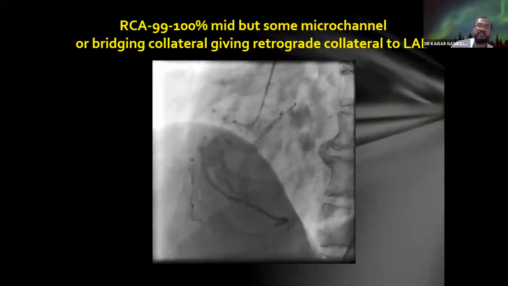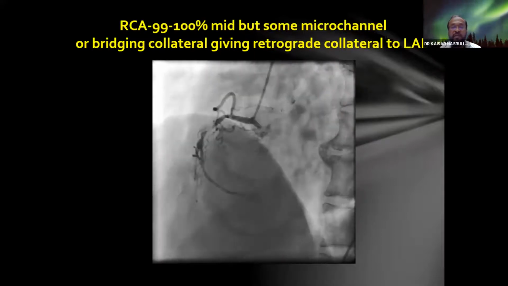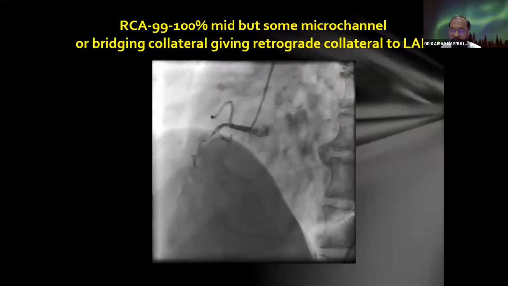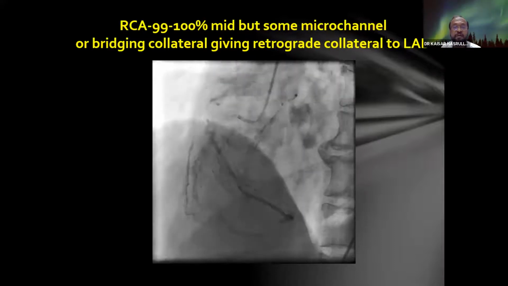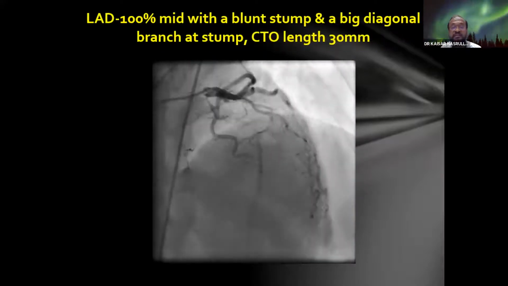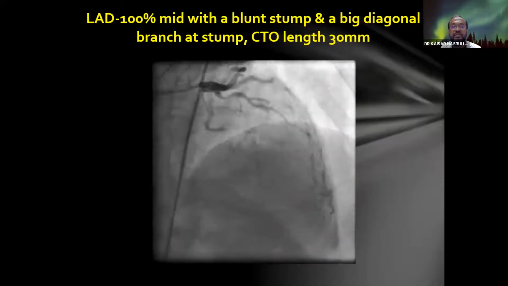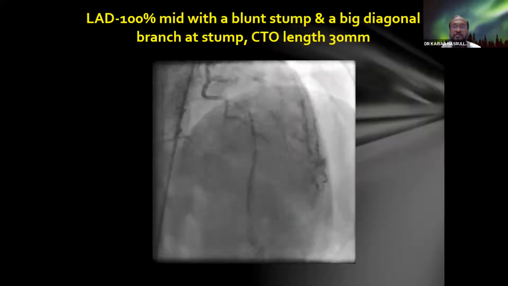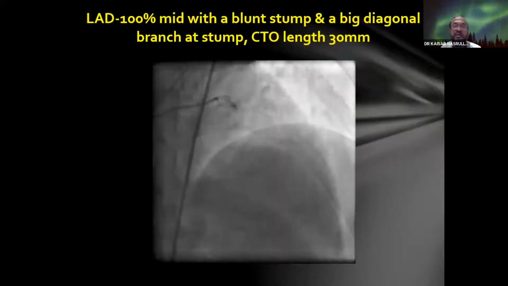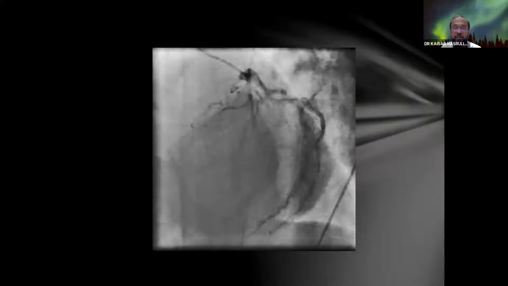Now this is an RCA 99 to 100% lesion showing some bridging collaterals. It looks like the Caput Medusa of the Greek goddess. But it seems to me there is some micro channel. And in the same patient, this is a double CTO, this is a blunt stump of the LAD proximal with a diagonal branch. And CTO length is around 30 millimeters. We can see the distal LAD by ipsilateral collaterals.